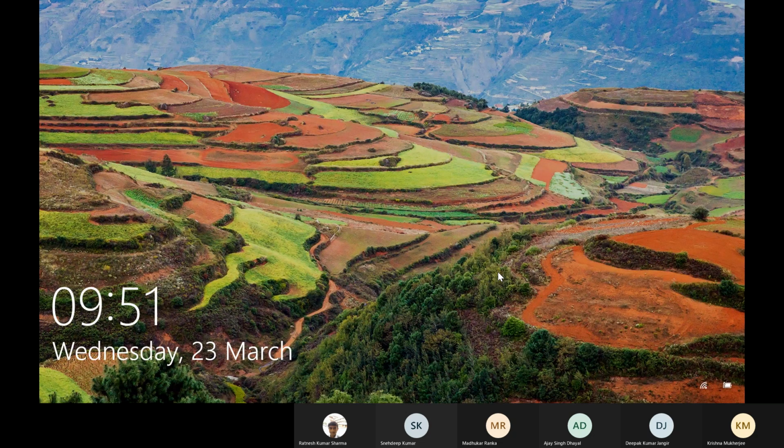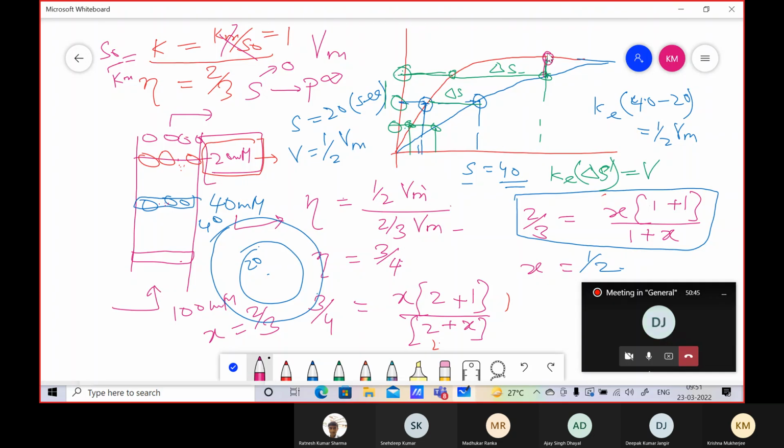So the opposite argument is that this is the loss in delta V. Because notice that at this substrate concentration, I would have got a velocity of this, but I now get a velocity of this. So this is the loss in efficiency, even though the loss in substrate concentration is this much. This is the loss in substrate concentration.